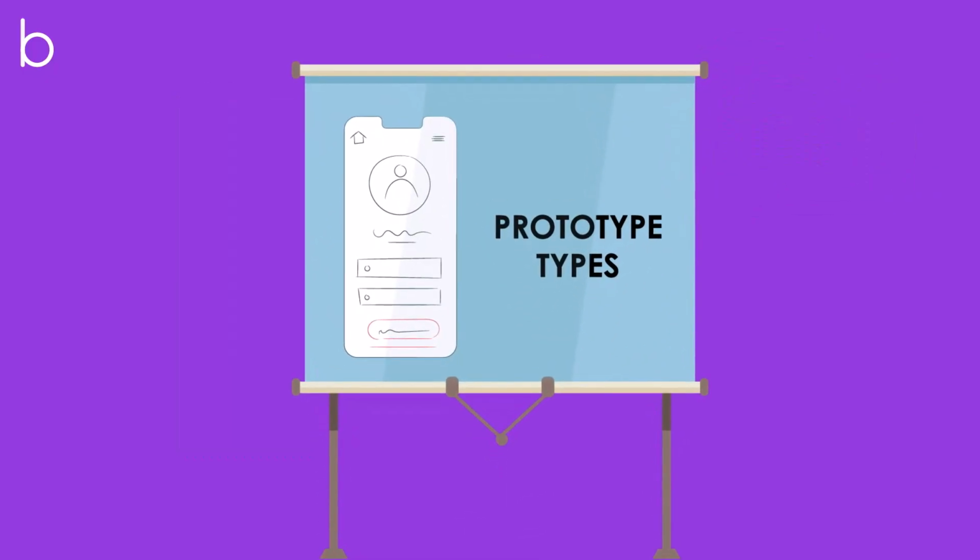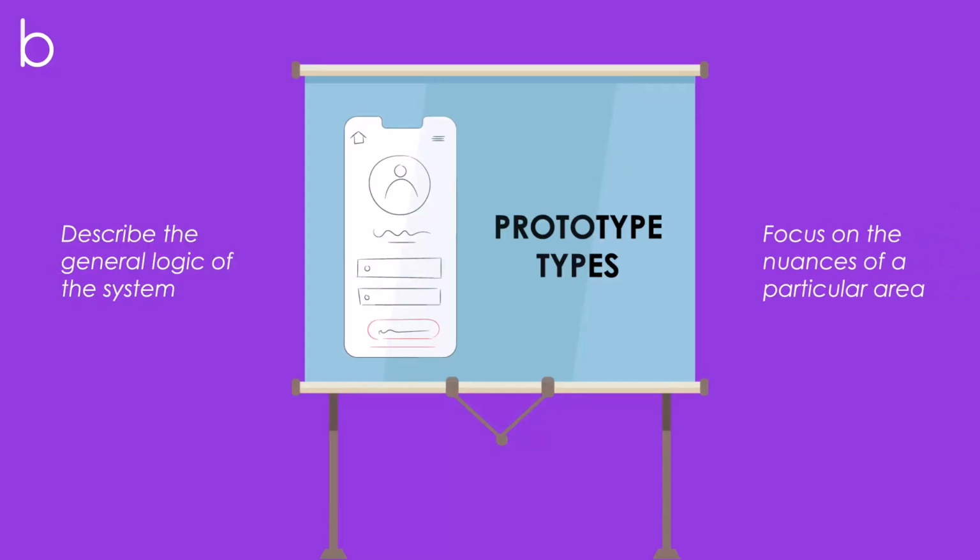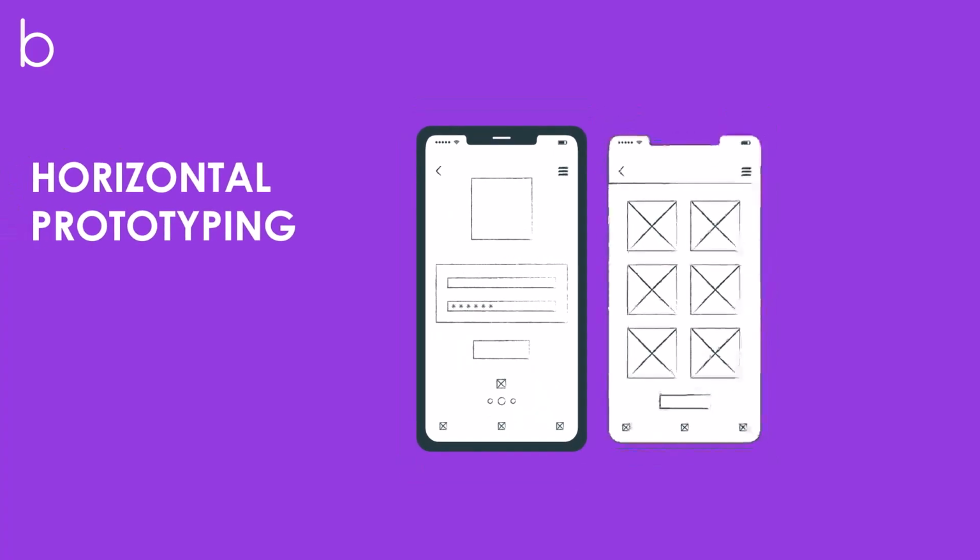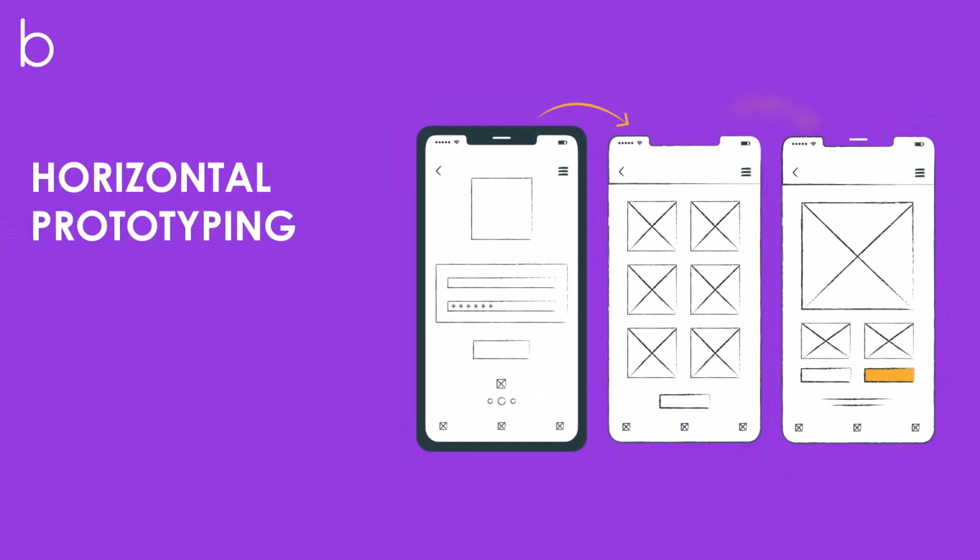There are different prototypes. Some describe the general logic of the system, while others focus on the nuances of a particular area. 1. Horizontal prototyping. A horizontal prototype provides a wide-ranging view of a system's functionality without the inclusion of intricate business logic. It aims to showcase various features and interfaces across the system, allowing stakeholders to gain a comprehensive understanding of the overall scope and breadth of the system.